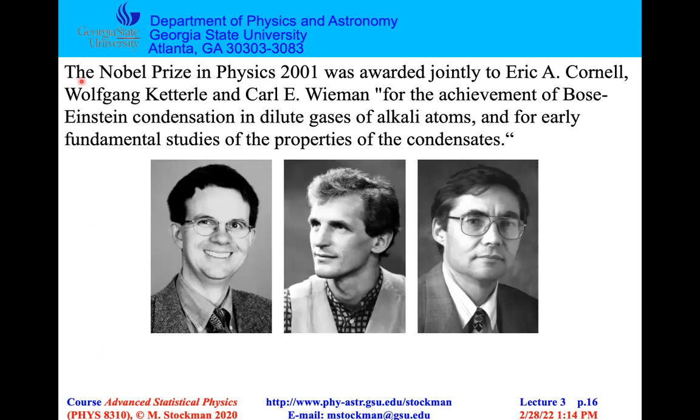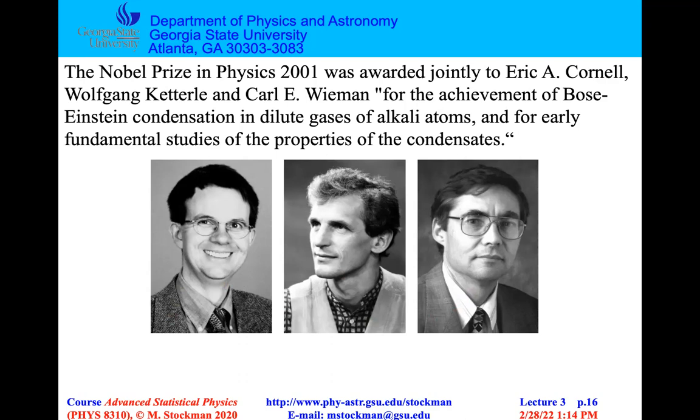Now this is the bonus material. This is a brief history of the discovery, very brief. The Nobel Prize was awarded in 2001 to Eric Cornell, Wolfgang Ketterle, and Carl Wieman. Cornell and Wieman are from the University of Colorado, Boulder, and Ketterle from MIT, for achievement of Bose-Einstein condensation in dilute gases of alkali atoms, and early fundamental study of the properties of the condensate. This is exactly what we've been presenting in this lecture.